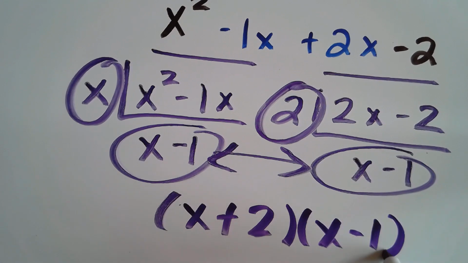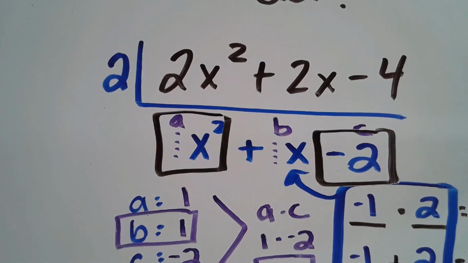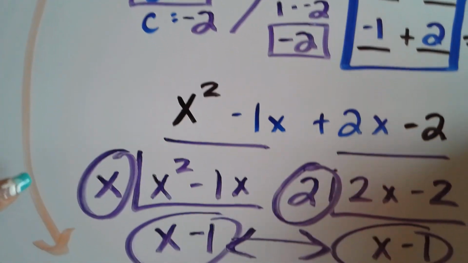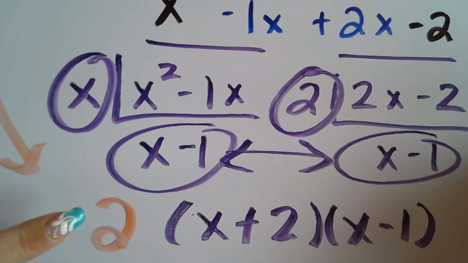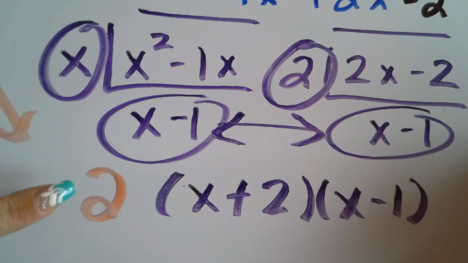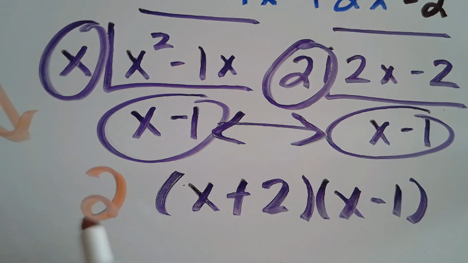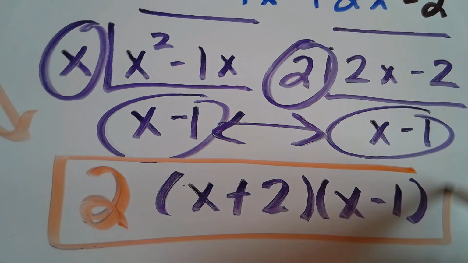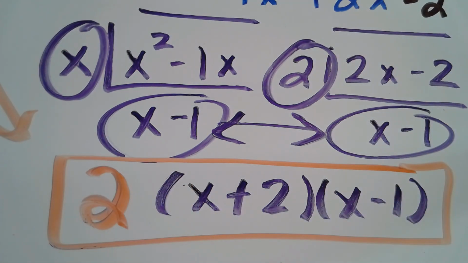x minus 1, okay? Now, one thing we cannot forget is that original GCF that we pulled out right here. We are going to be taking it and moving it all the way over. That 2, we're putting it right here. That 2 needs to be part of our answer right here because that was our original GCF. So we have our final answer right here.